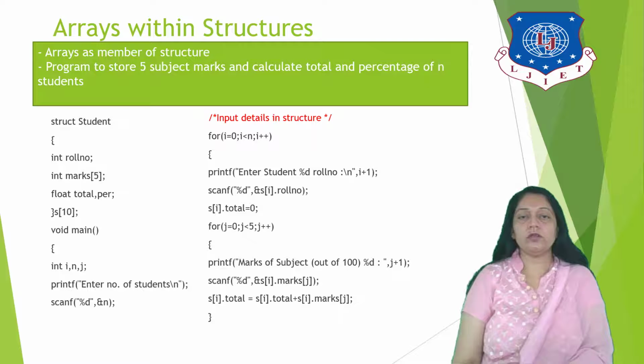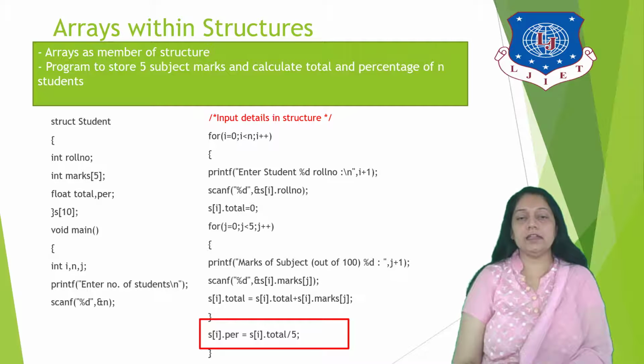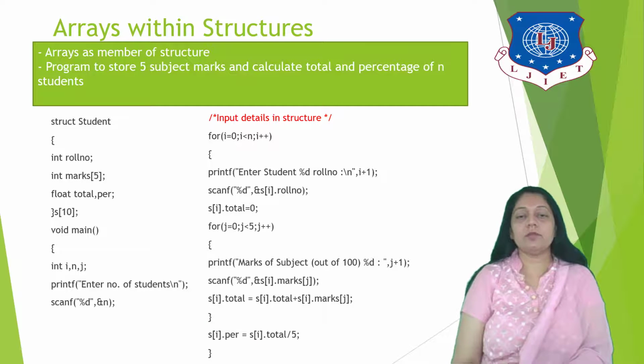So we have the roll number, we have marks of each and every subject, and we have the total. To find out the percentage, we'll do s of i dot percentage equal to s of i dot total divided by 5, because the marks are out of 100 and there are 5 subjects, so I've divided by 5.